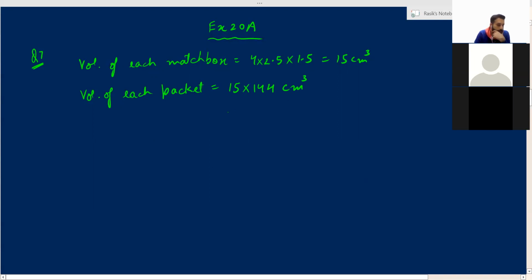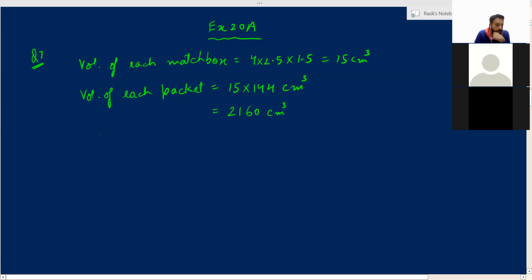They have asked what is the volume of each packet. So you multiply 144 into 15, 30 into 72, 7 6s are 42, 2160 centimeter cube, right? This is the volume of each packet of match boxes.